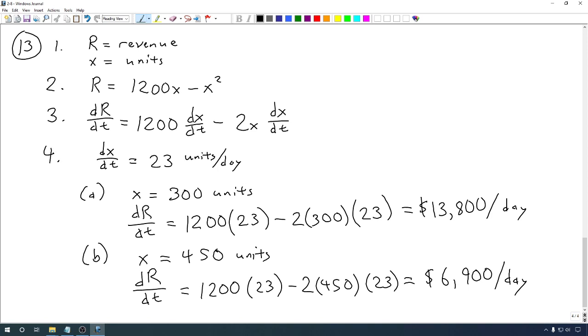Now that is a smaller increase, but keep in mind we are increasing. We're selling more units, so we probably have a higher revenue already. So we have one revenue that's increasing by a lot, but when we get more units, we're increasing it by smaller amounts, but it's still increasing.